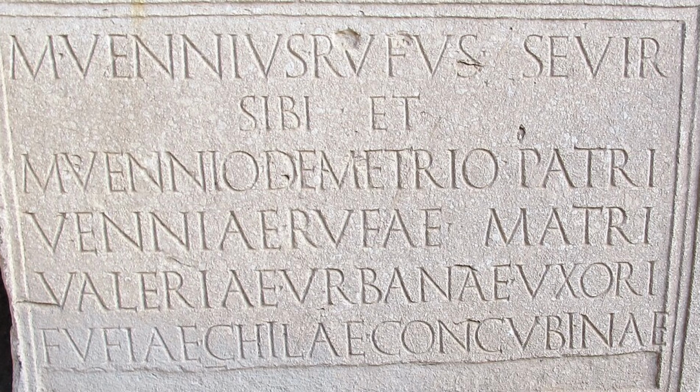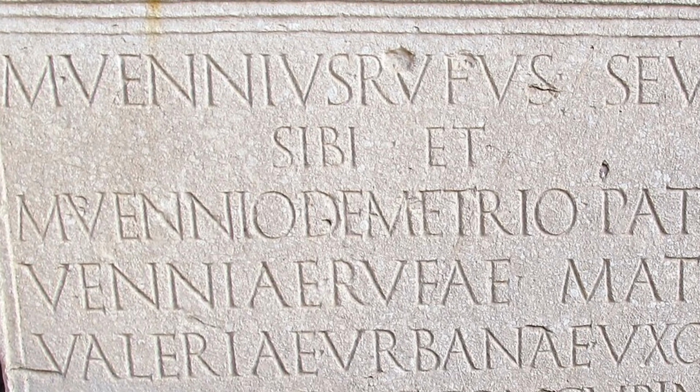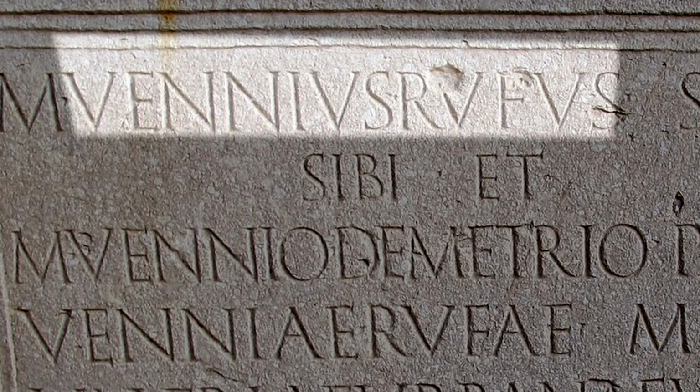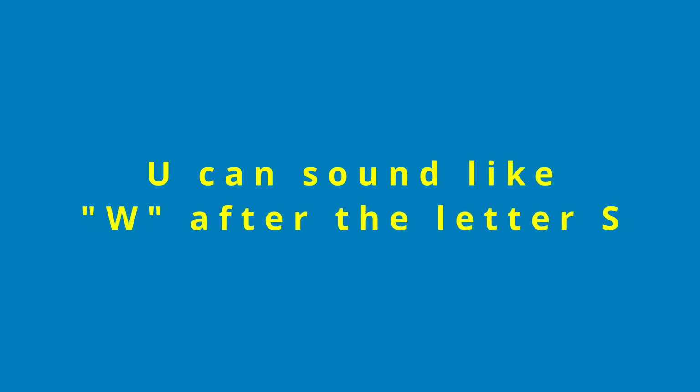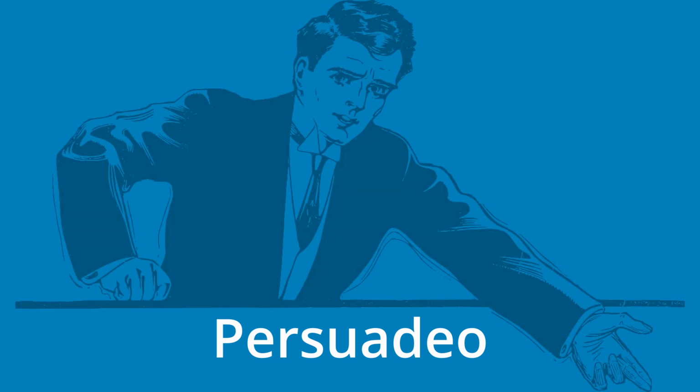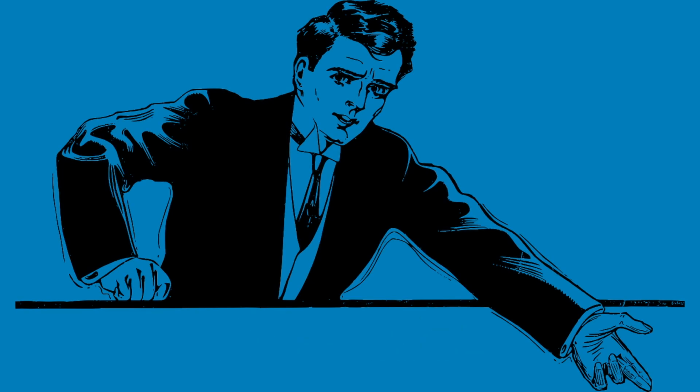Speaking of the letter U, you may recall from an earlier lesson that U and V were originally the same letter, and you can still see them used interchangeably in some texts and inscriptions. You can hear this connection in classical Latin, where the V sound always sounds like our W. The Latin word for victory, for instance, is pronounced victoria. The letter U also sometimes has this W sound after the letter S, as in the Latin word persuadeo. As you might have guessed, this word means persuade.